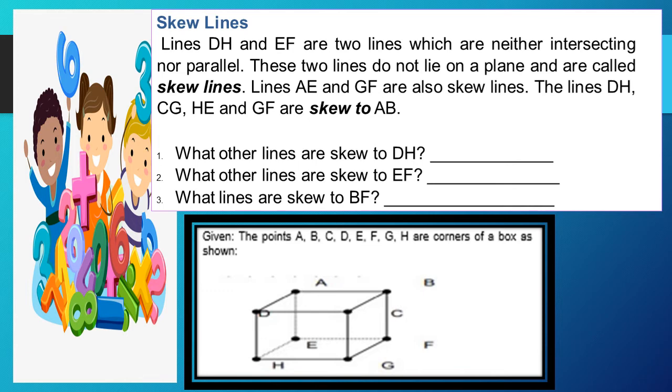What other lines are skew to DH? We can have CG or BF. What other lines are skew to EF? We have DC. What lines are skew to BF? We have DH.